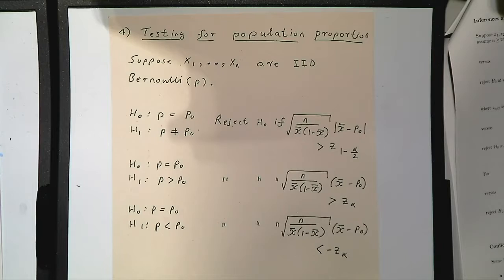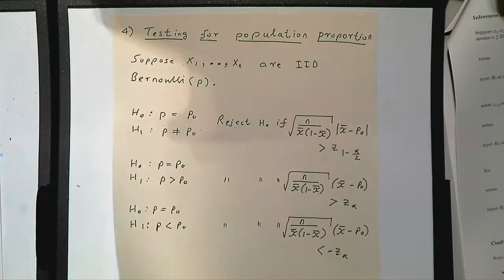Okay? You guys okay? So I talked about 4 one-sample tests. The first one is for the population mean when the population variance is known. The second one is for the population mean when the population variance is unknown. The third one is for the population standard deviation. And the fourth one, which is the one I did right now, is for the population proportion, right?